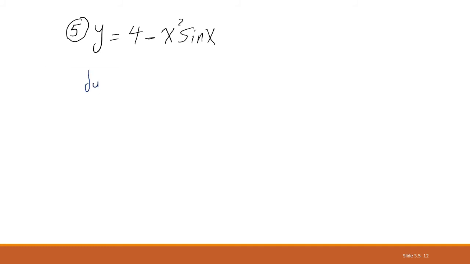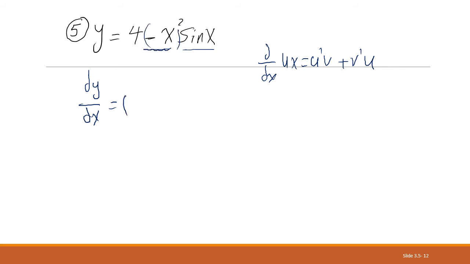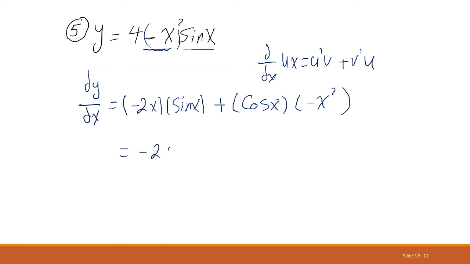So I wanted to find dy by dx for 4 minus x squared sine x. The derivative of 4 is 0 as it's a constant, and negative x squared multiplied by sine x is a product rule, where the derivative is u dash v plus v dash u. So I will consider negative x squared as a whole function. The derivative of the first, which is negative 2x, multiplied by the second, plus the derivative of the second, which is cosine x, multiplied by the first. So it's going to be written as negative 2x sine x minus x squared cosine x. This is dy with respect to x.